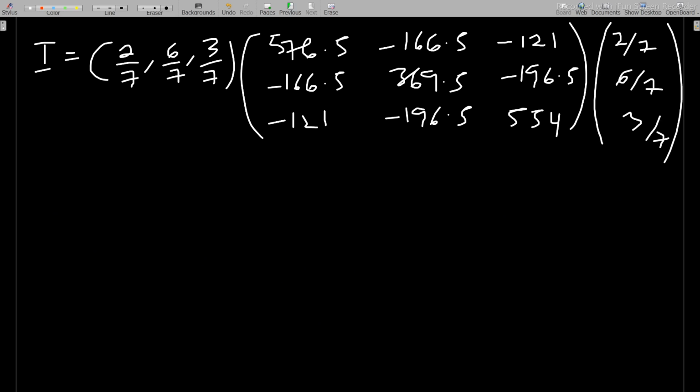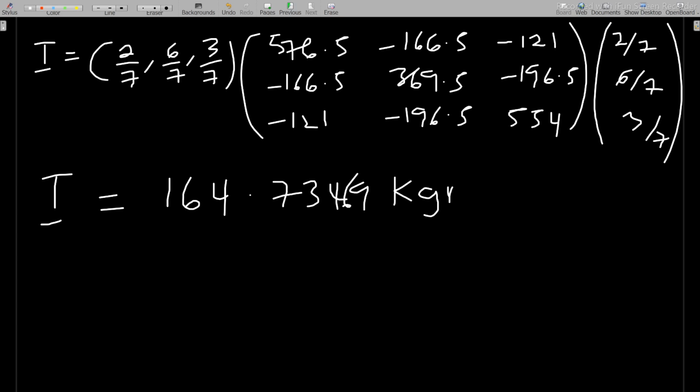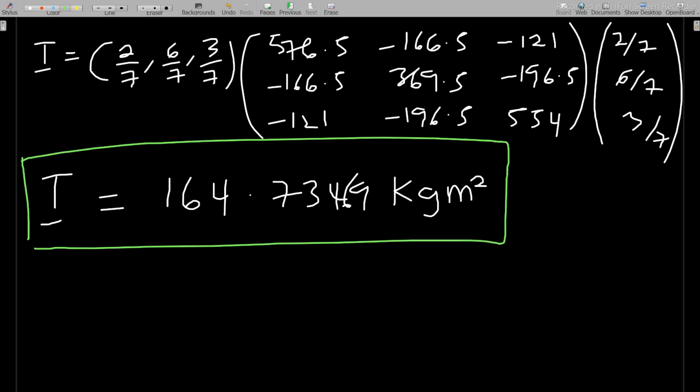Okay. Now, if you do this matrix multiplication clearly, the moment of inertia of this whole system using inertia tensor should be 164.73469. Like I said, you should always know your unit, kilogram meter squared. So this is the moment of inertia of the system using inertia tensor. I hope you understood the process. Take your time and go through it, digest it, and know how to go about it.